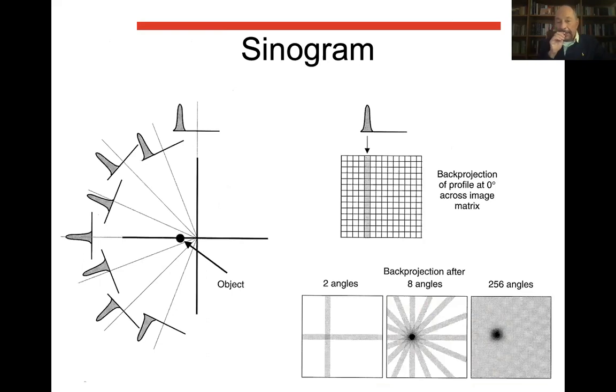The way to do it is the so-called sinogram. So you use a rotation where you detect the signal at different angles, and then you do a back projection of the profile at 0 degrees. That's an example for 2 angles. You will have the interference here. And then you can do a back projection in 8 angles, and then this is with 256 angles, and eventually you reconstruct a voxel.